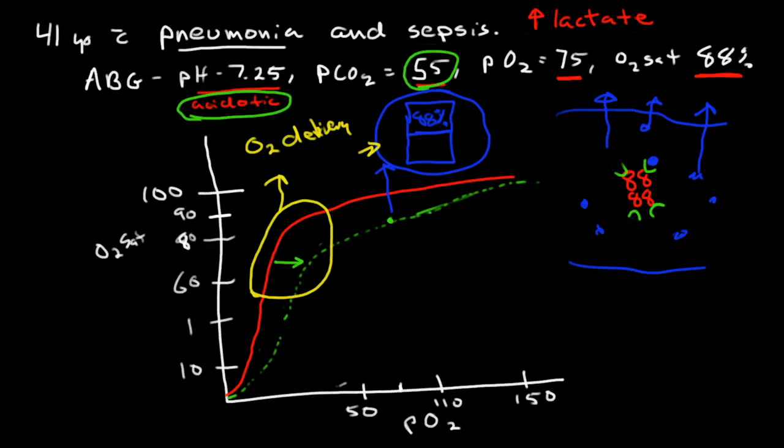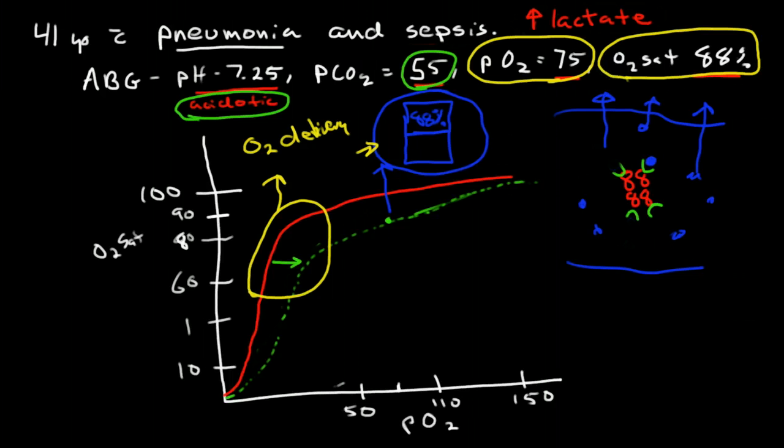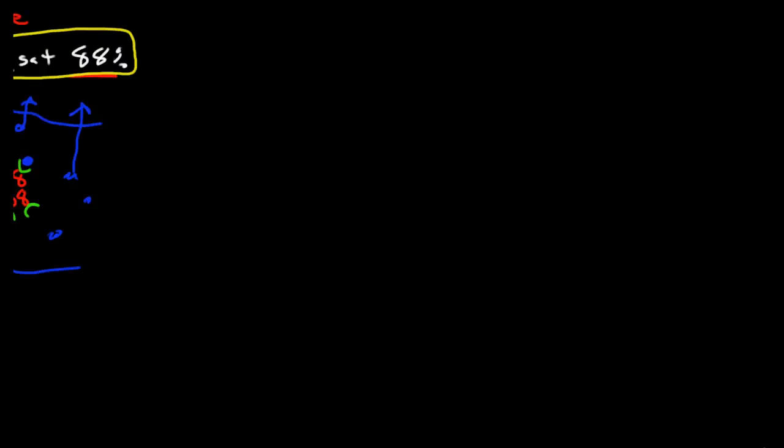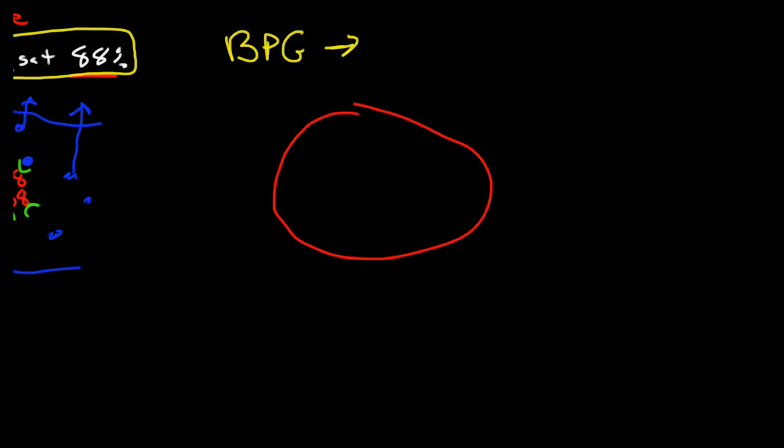So in a way, these numbers make things look worse than they are at the tissue level. Okay, so I want to talk a little bit about BPG. BPG, and I'm not going to write this all down, stands for a chemical called bisphosphoglyceric acid. Now, BPG is a chemical that exists in and is synthesized in our red blood cells.